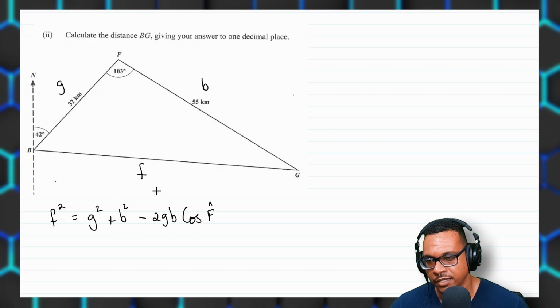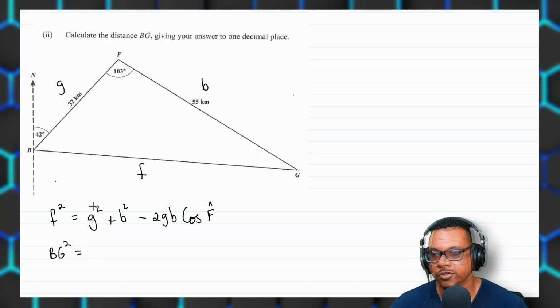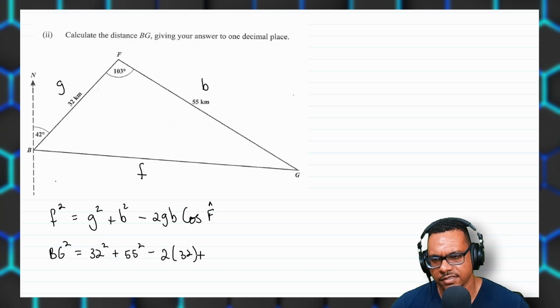So now we're going to put in the values for these letters. So f squared, well, f is the side BG. So for common f, I'm going to put BG. So I'm going to have BG squared is equal to, common g is this 32 kilometers, so that's going to be 32 squared, plus common b is 55 kilometers, so that's going to be 55 squared for b squared. Take away 2 times g, which is 32, times b, which is 55, cosine the angle F, and the angle F is this 103 degrees.